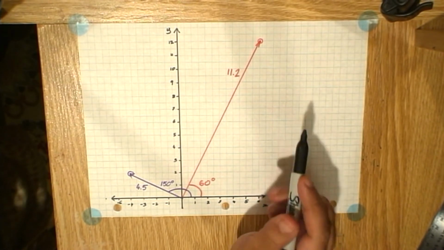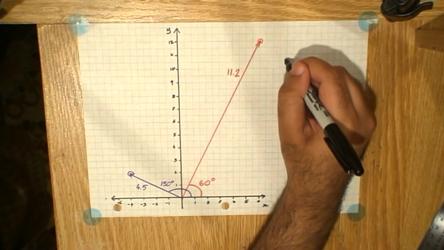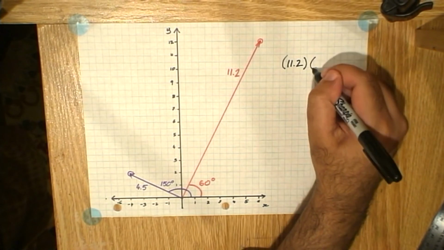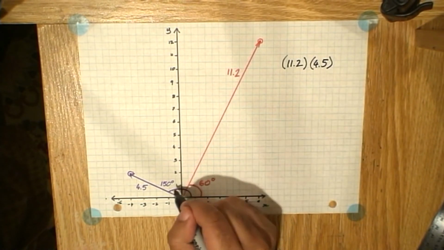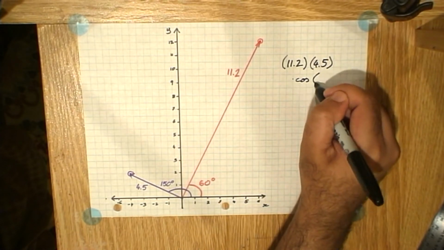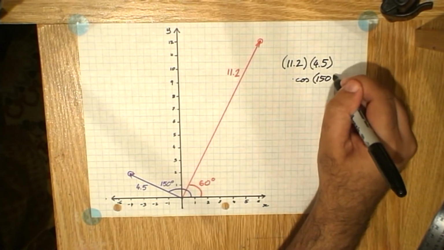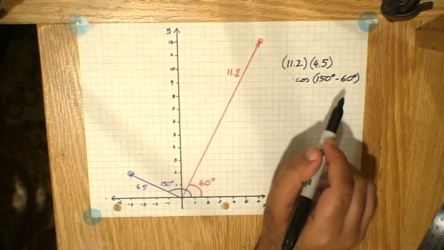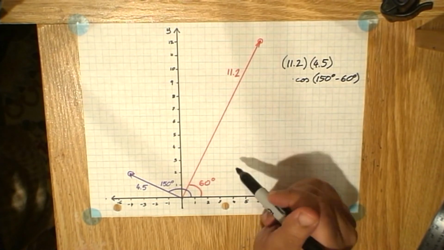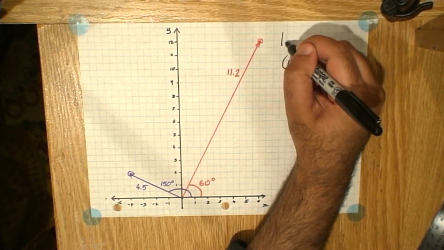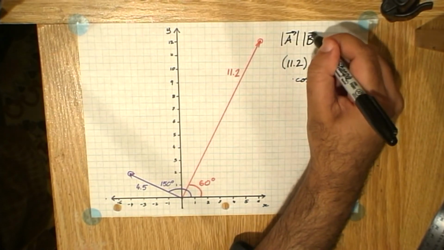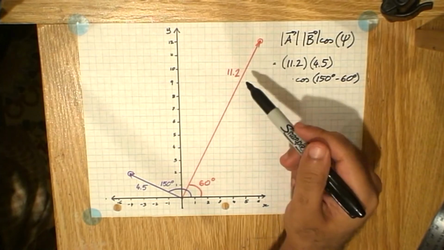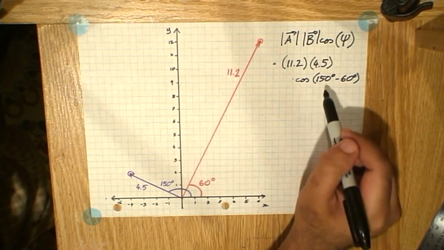We'll use our familiar approach. Take the length of the first vector, that's 11.2, multiplied by the length of the second vector, that's 4.5, and multiply by the cosine of the angle between them. That would be 150 minus 60. So this follows from the vector symbology that we've been using so far. That is, the dot product is calculated as length of the first multiplied by length of the second multiplied by the cosine of the angle between them. So here the length of the first would of course be 11.2, length of the second 4.5, and the angle between them is 150 minus 60.